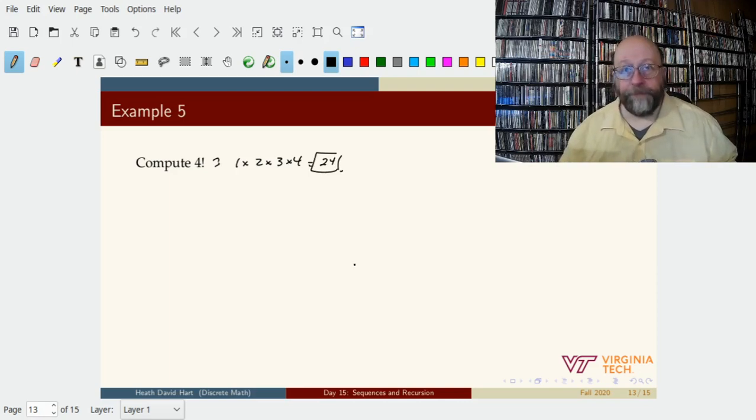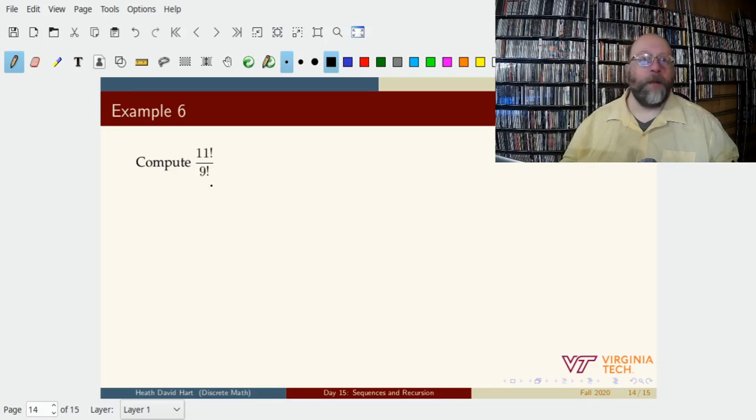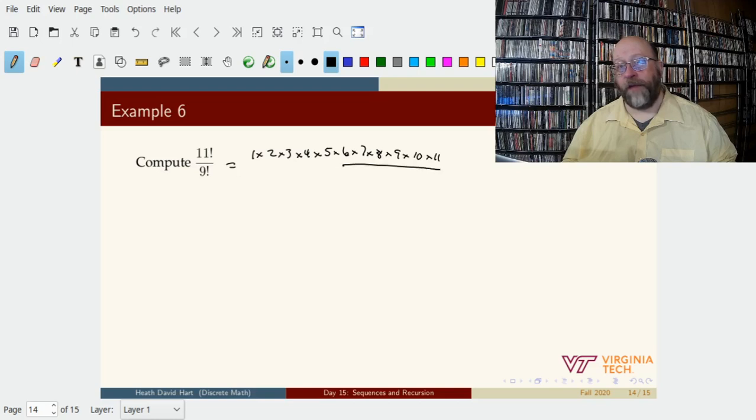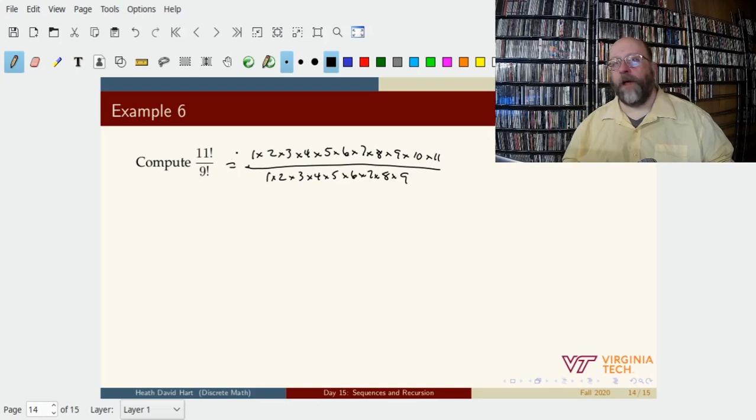All right. So if we want to compute 11 factorial over 9 factorial, that's 1 times 2 times 3 times 4 times 5 times 6 times 7 times 8 times 9 times 10 times 11. You do not want to work that out by hand. It turns out to be about 30 million or something. But 9 factorial is the product of all the numbers from 1 to 9.